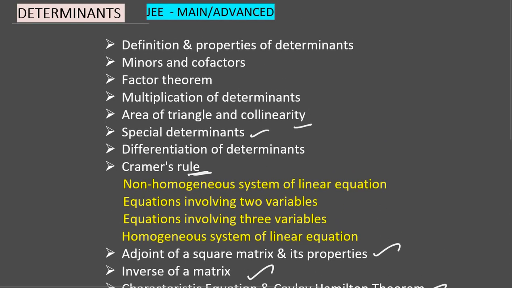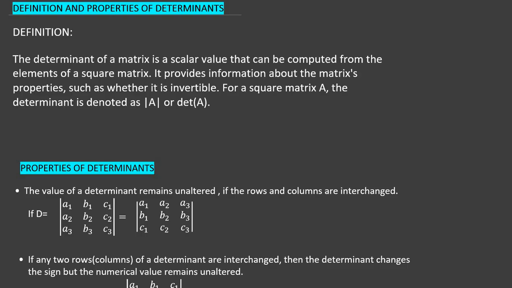Now first let us see the definition of determinants. The determinant of a matrix is a scalar value that can be computed from the elements of a square matrix, and it provides information about matrix properties, such as whether it is invertible or not. For a square matrix A, the determinant is denoted as determinant of A.